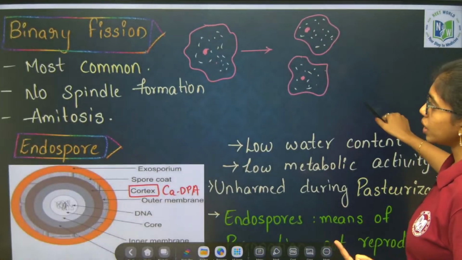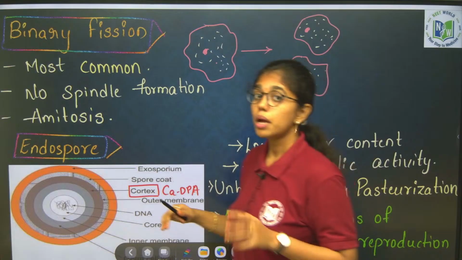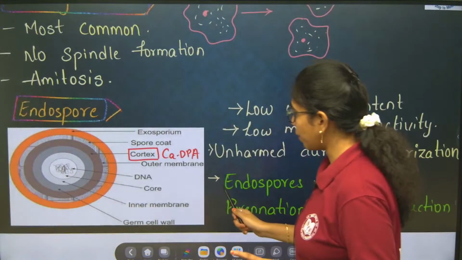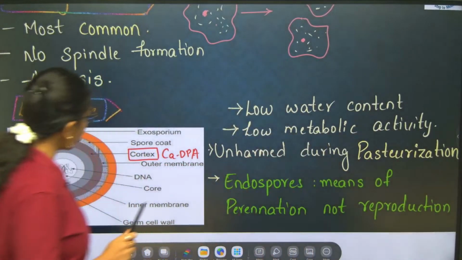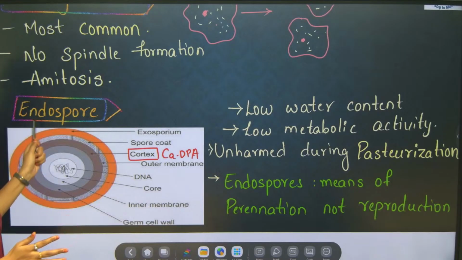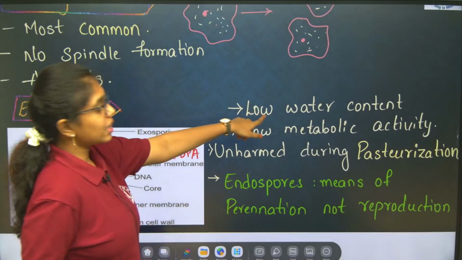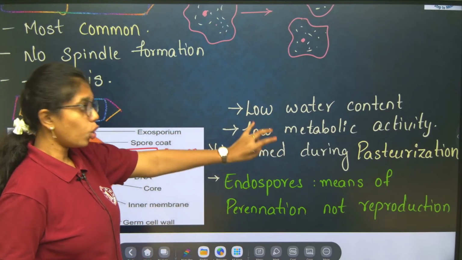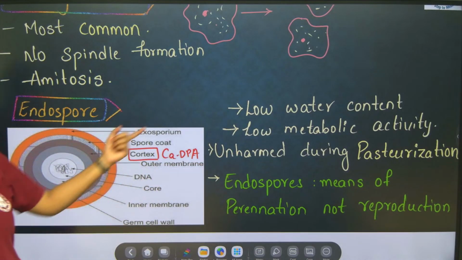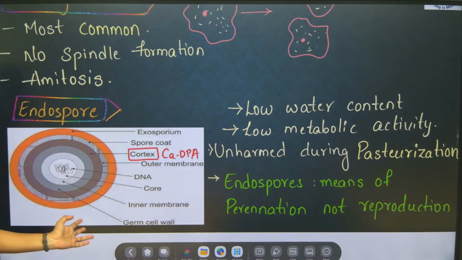Binary fission, which is the most common, is also called amitosis because there is no spindle fiber formation over here. And endospores, if you see, endospores have a thick cortex layer which is made up of calcium dipicolinate. Endospore will serve as an organ of perennation but not reproduction. This has low water content, low metabolic activity, and is unharmed during pasteurization. Endospores are means of perennation but not reproduction.